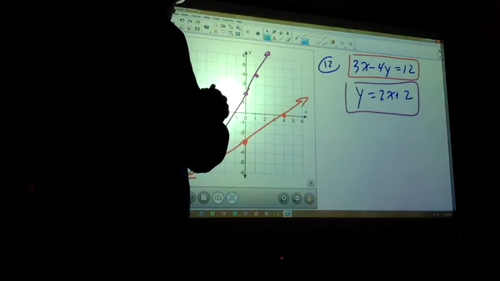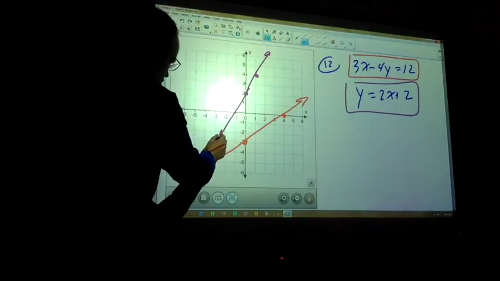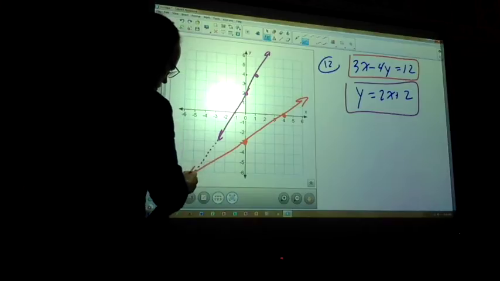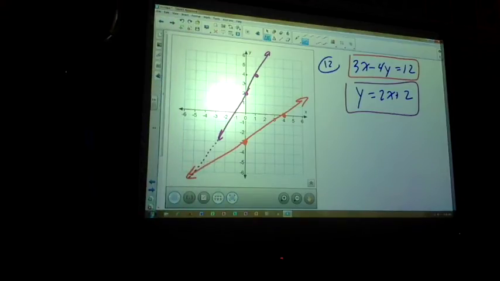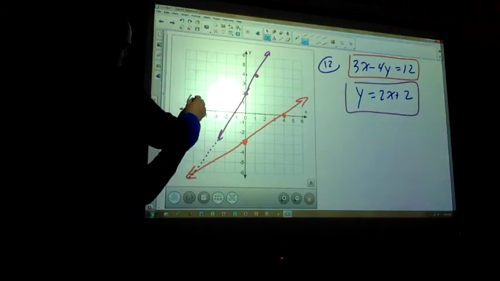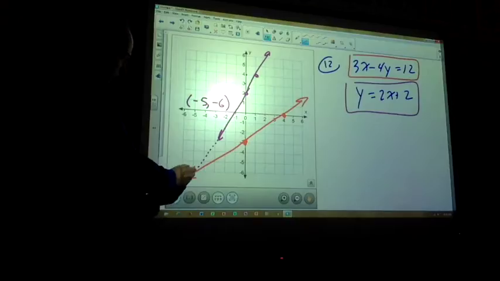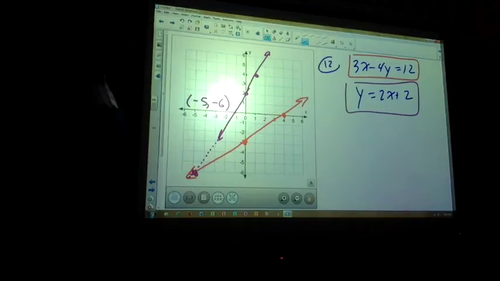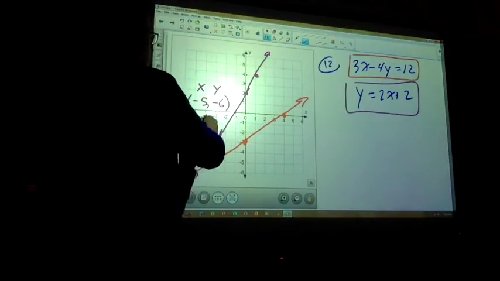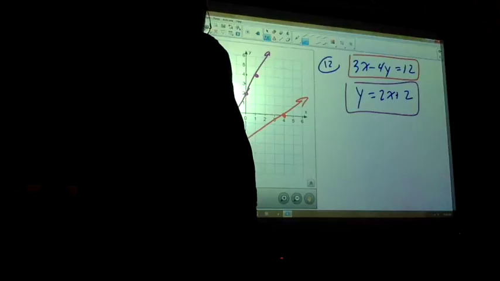Guess. I'm thinking negative 5, comma negative 6, maybe? Probably. Maybe. It looks like it's heading there. And I just free-handed it, so we should check that. So I think it's negative 4, negative 6. What do you think it is? Negative 4, negative 6.